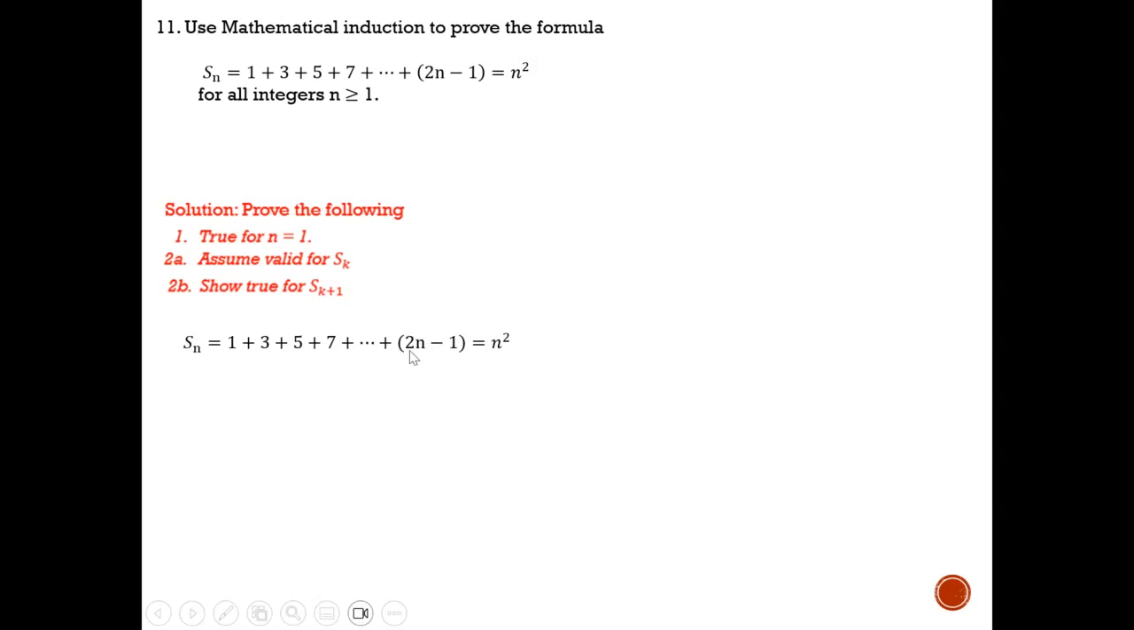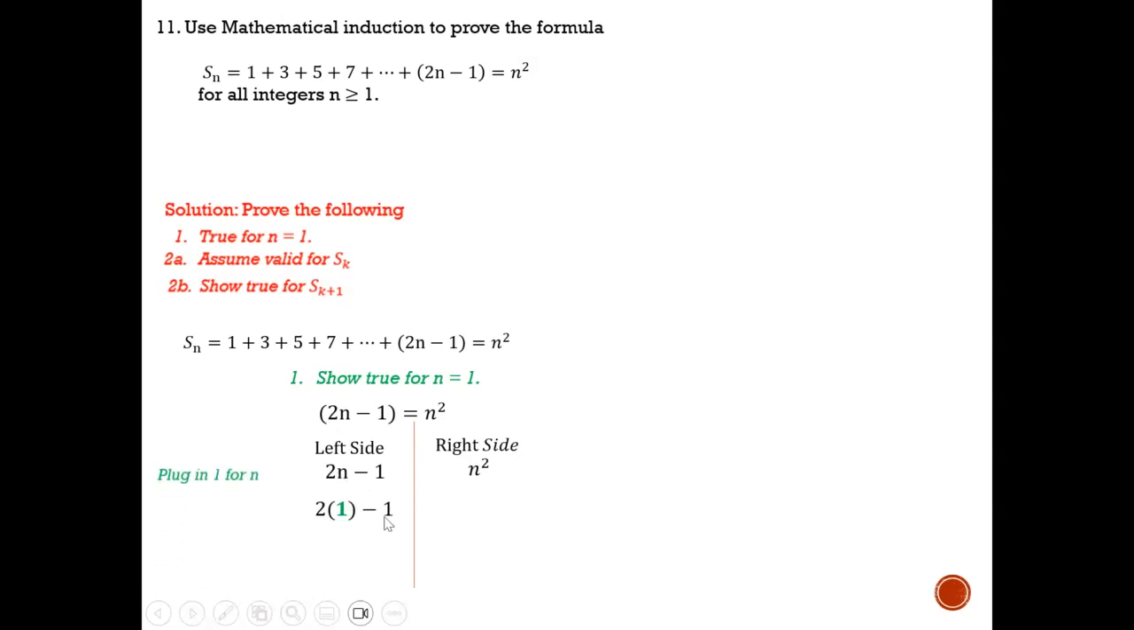So I'm going to take the left side, which is 2n minus 1, equal to the right side. If I plug in 1 on the left side, it's going to give us 2 times 1 minus 1, which gives us 1. If I plug in 1 on the right side, 1 squared will give us 1. You notice these are equal to each other.